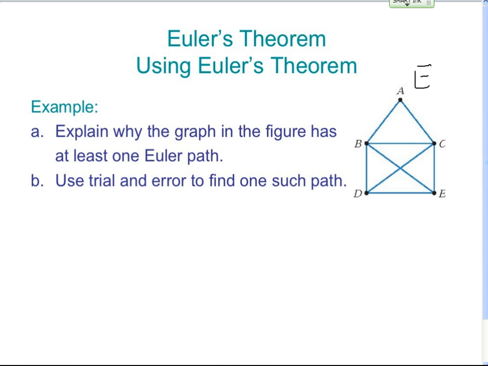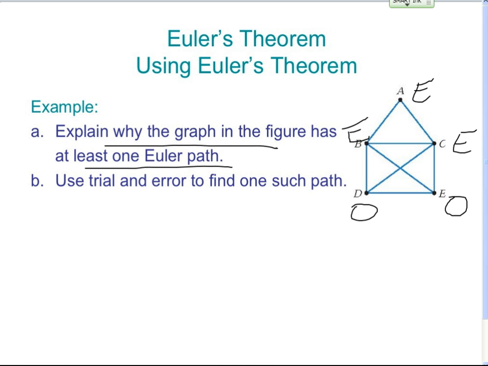C has 1, 2, 3, 4 going into that vertex. So C is also an even vertex. As you can see, vertex E has 3 edges, so odd, D is odd, and B is going to be even. So explain why the graph has at least one Euler path. Well, to have an Euler path, you have to have exactly 2 odd vertices, which you have. D is odd and E is odd, so you have exactly 2 odd vertices.